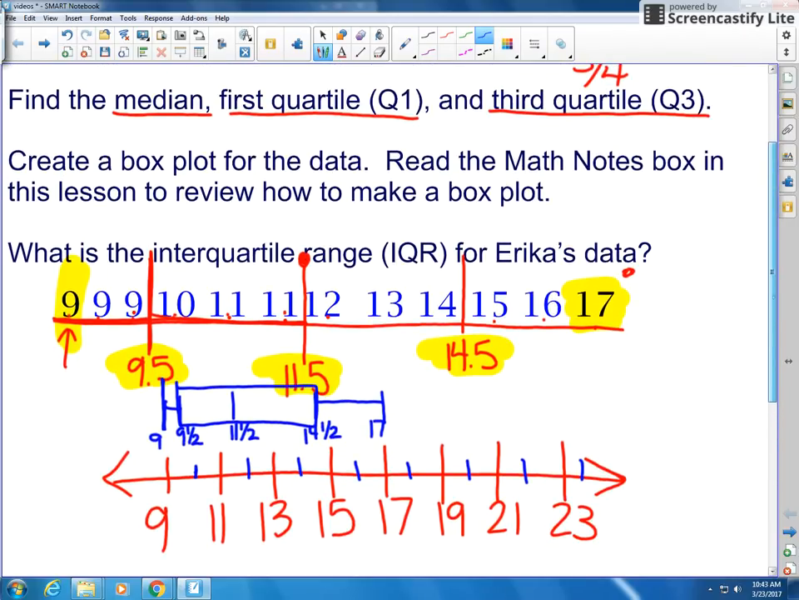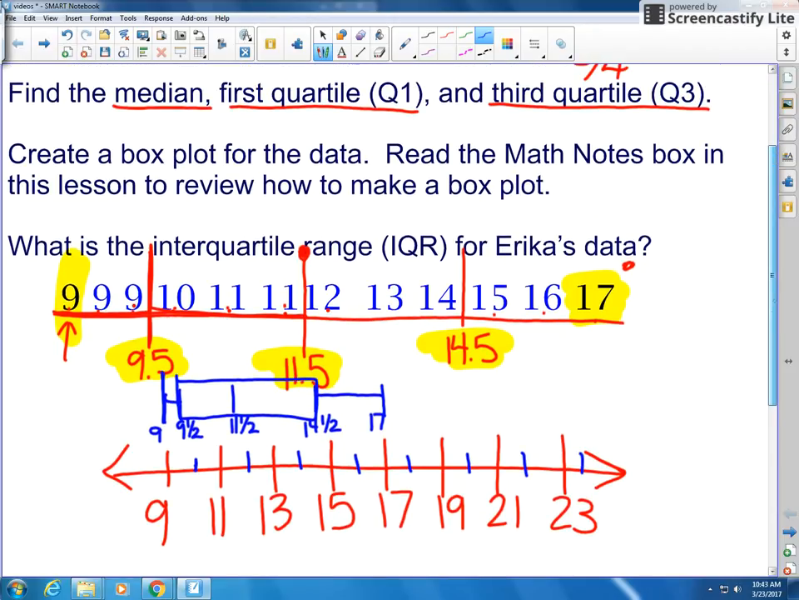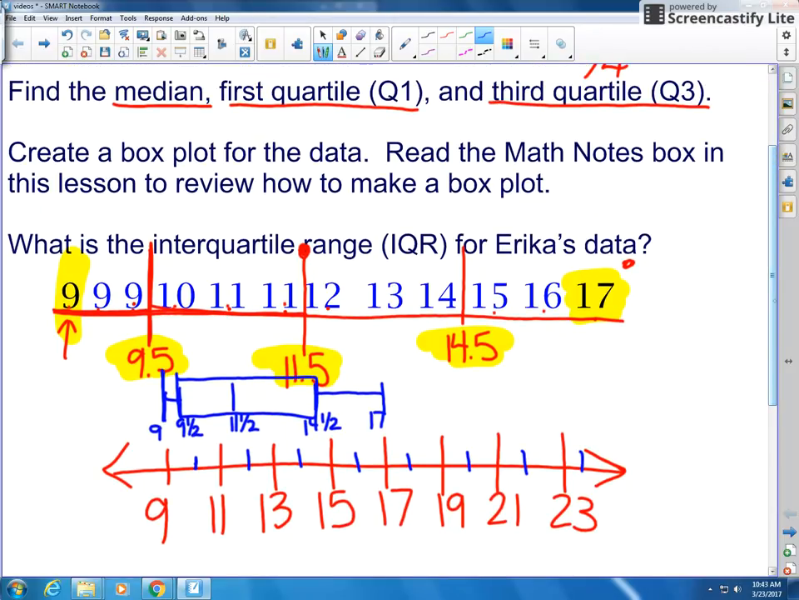If I go back to the other questions, I've now labeled my median, my quartiles, the box plot, interquartile range. Well, remember, 9.5 was my quartile 1. My 11.5 is my median. We really don't call it quartile 2, but you could. So I'm not going to use that because it's median. I want quartile 3 is 14.5.